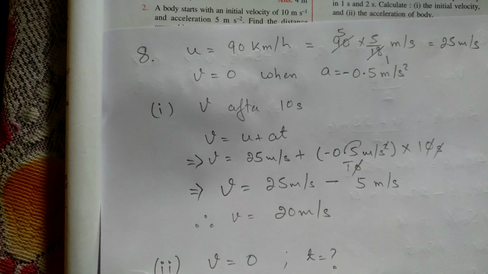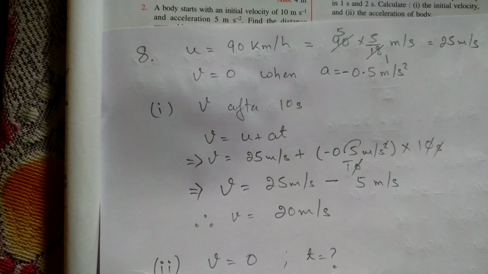First thing, initial velocity is 90 km per hour. I'm supposed to convert it into meter per second by multiplying it by 5 upon 18. After cancellation and multiplication, I'm getting 25 meter per second. Again, my v is 0, and my retardation equals minus 0.5 meter per second square. I have used a minus sign because it is retardation.